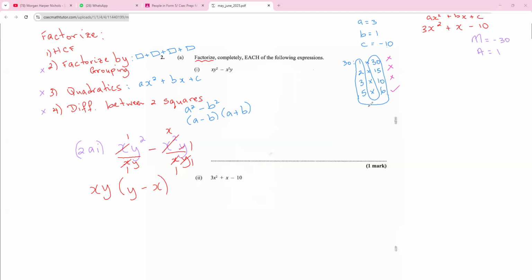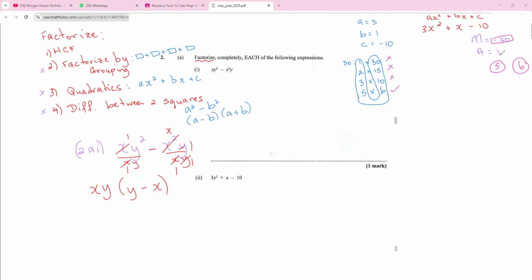Right, so we're going to have to focus now on the signs. Because remember, we want to multiply to get negative 30, which means with 5 and 6, one of the numbers will be negative. Because remember, when you're multiplying, in order for it to be negative, one of the numbers has to be negative.